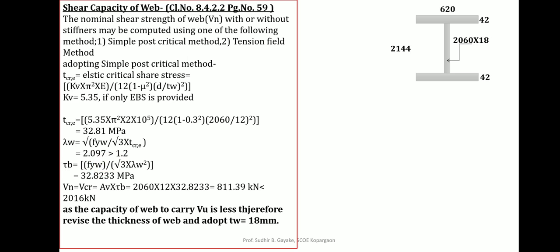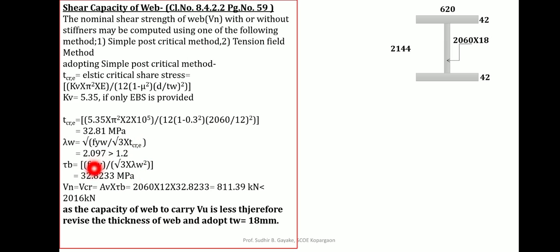So according to this calculated value of lambda w, whether it is greater than 1.2 or less than 1.2, we are getting a value greater than 1.2, and based on that you calculate the tau b, that is shear stress value. So tau b will be given as Fyw divided by root of 3 into lambda w square. So above calculated lambda w value, root of 3 and Fyw is 250. Now I am getting your tau b shear stress value as 32.82 MPa.